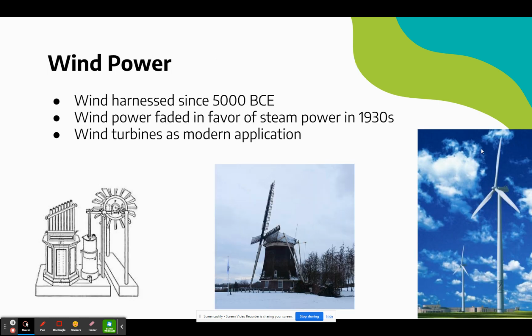Now, rewinding back to wind power, just a little bit of history. We've been using wind power since around 5000 BCE. It really started with very early wind-based wheels spun to get a task done. Then wind power faded in favor of steam power in the 1930s. We transitioned to steam power that was coal generated. But it's coming back as a modern application because our reliance on non-renewable resources is just not something we can depend on.